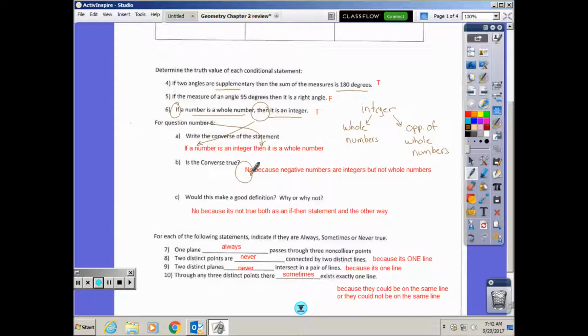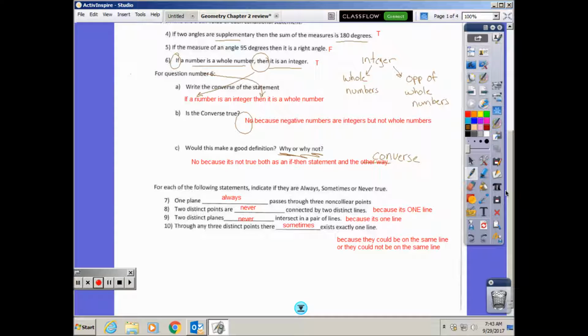So would this make a good definition? Why or why not? No. And here you have to give reasoning. Because it's not true both as an if-then statement and the other way, meaning the converse. So if you write it's not a true if-then statement and converse, that would tell me that you know what's going on. If you even write something like it's not true both ways, I will accept that.